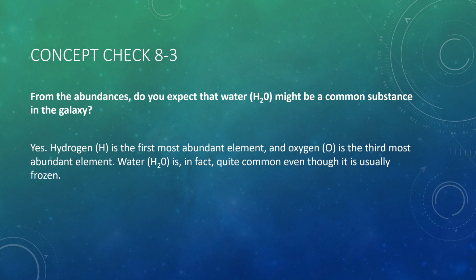Well, the answer in this case is a resounding yes. It turns out that hydrogen, which is one of the main components of water, is the first most abundant element, and oxygen, the other component of water, is the third most abundant element. So with that train of thought, if it's the first and third most common element in the universe, it's not unreasonable to think that water would be quite common. So it actually is. Water is common throughout the universe, it's just often frozen because it is so cold.